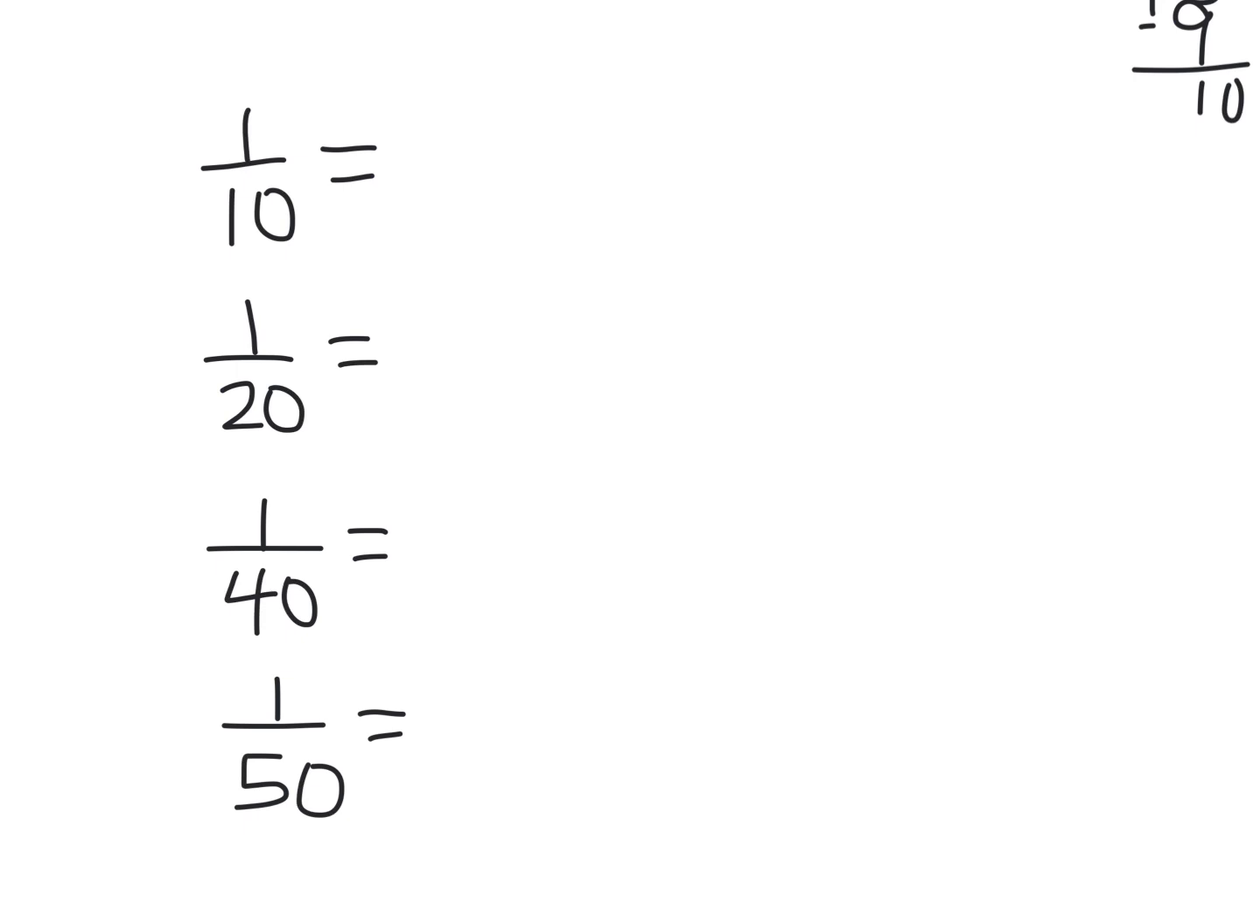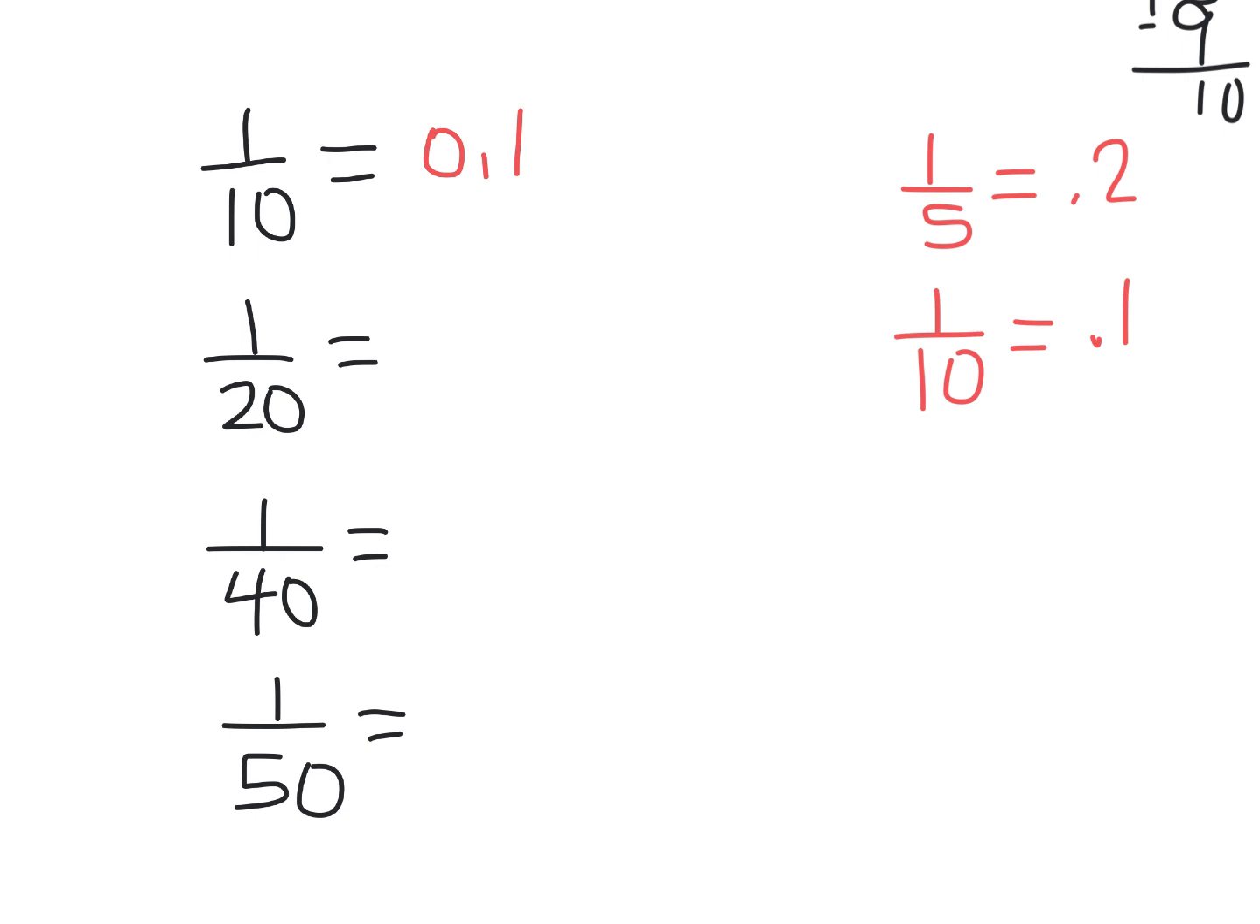Okay, so we'll finish off this lesson with other common fractions like 1/10, 1/20, 1/40, and 1/50. Now, we already did 1/5, and we know that that's 0.2. And so 1/10 is going to be half of that, so it's going to be 0.1. 0.1 is 1/10. Or you can just divide 1 divided by 10. You're going to get 0.1.